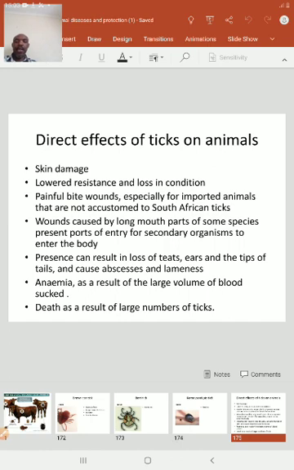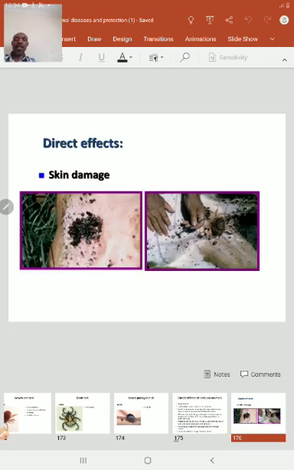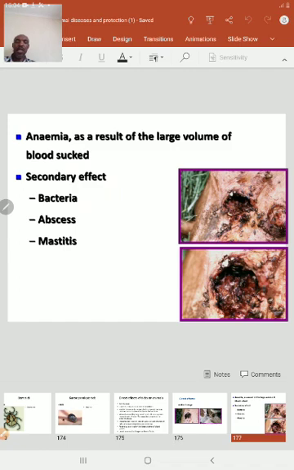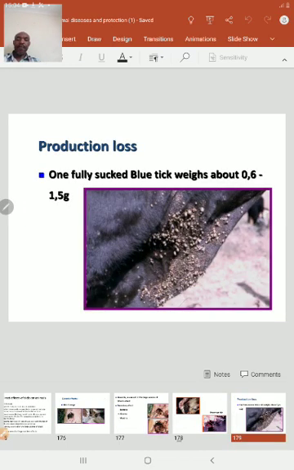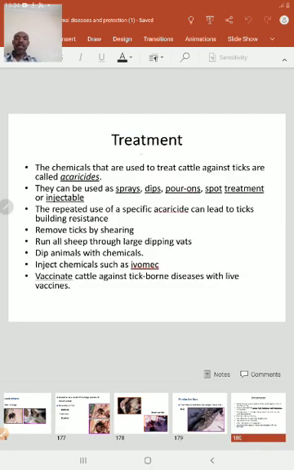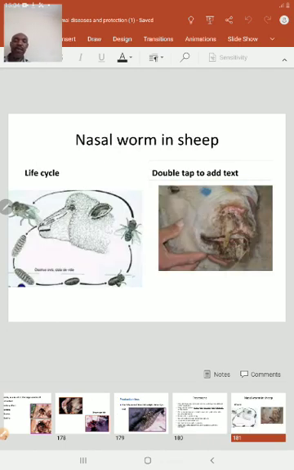All right. These are some of the effects of tick: skin damage, painful bite wounds, anemia, which is loss of blood, loss of iron, and even can cause death. There's skin damage, then anemia because of blood sucking, and it can cause even mastitis and production loss. You can treat the ticks through sprays and dips. You can even inject with Ivomec or vaccinate your animals.